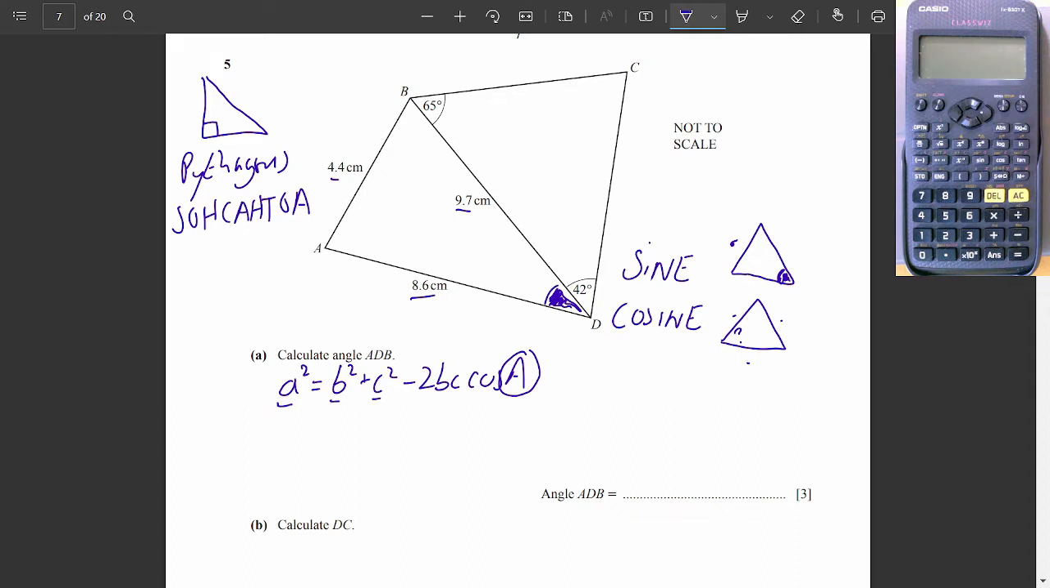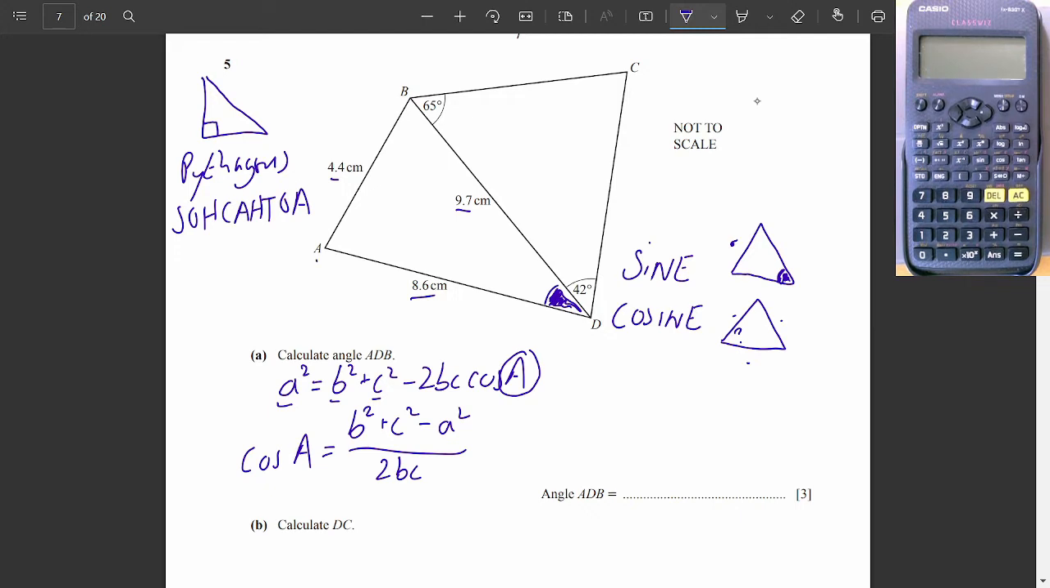We can use a formula in this format and then rearrange it after we substitute in the values, or we can use the alternate form of the cosine formula, if you like to memorize it, which is very good. Which is cos A equals B squared plus C squared minus A squared, as you can see, moved across, over 2BC. This is the better version to use in this case.